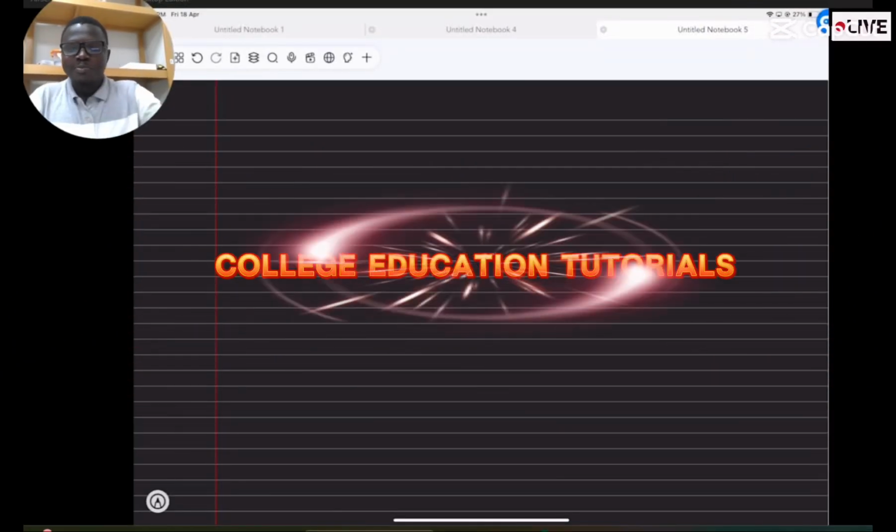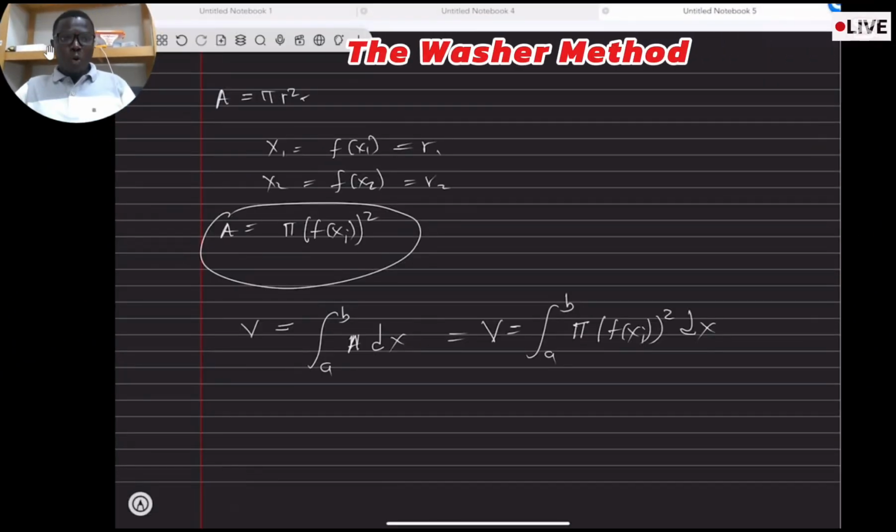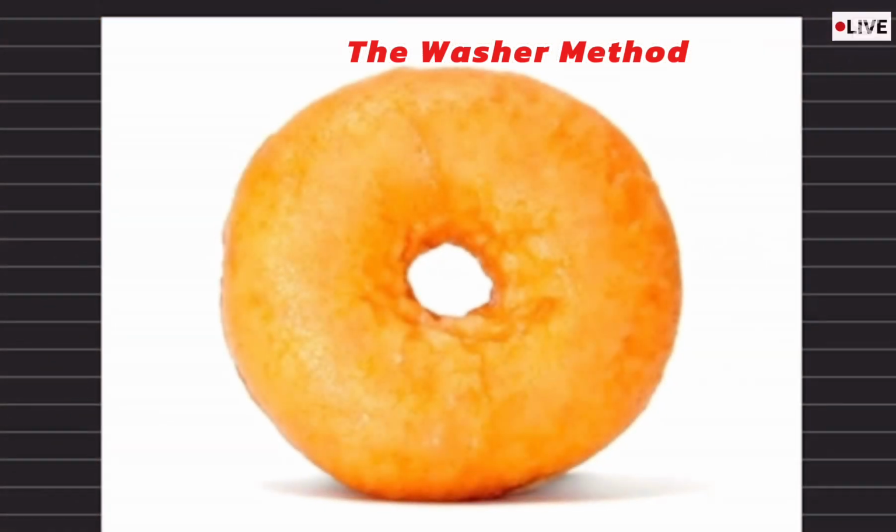Let's get started. So what if there is a hole at the middle, like a donut, as you can see over here? In that case, we are not interested in anything over here. The only volume that we are interested in is the volume of this side, but not the hole over here. And that is where the washer method comes in, right?